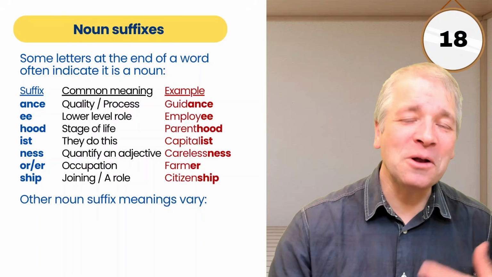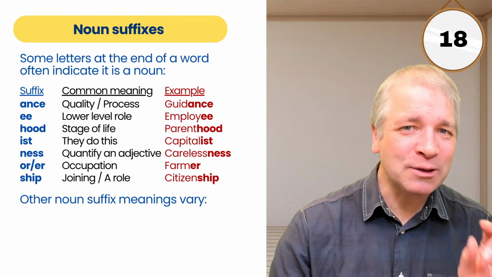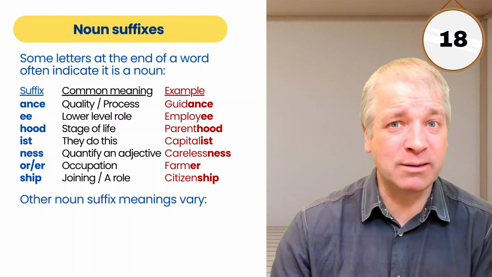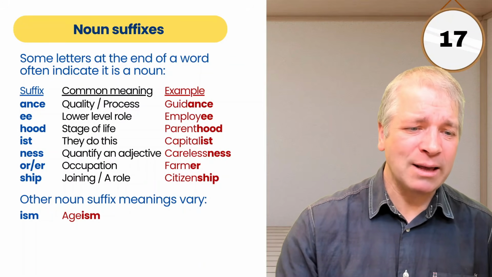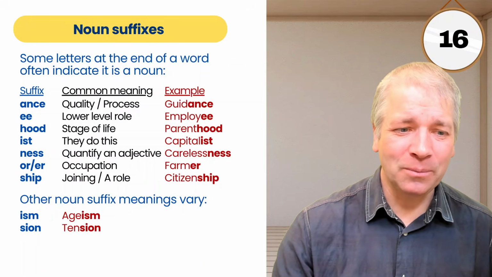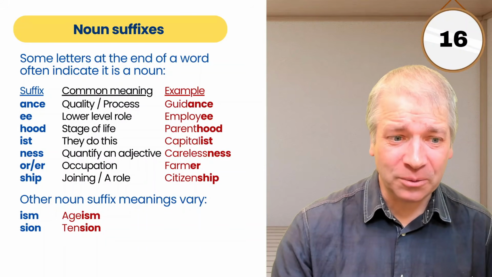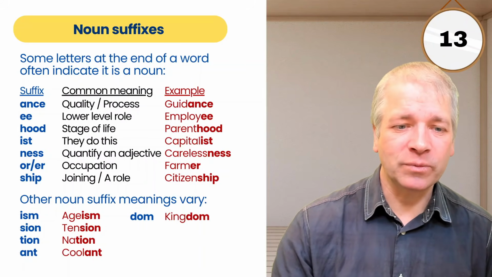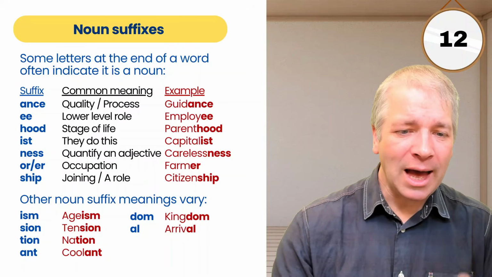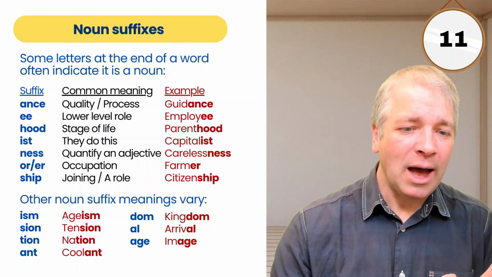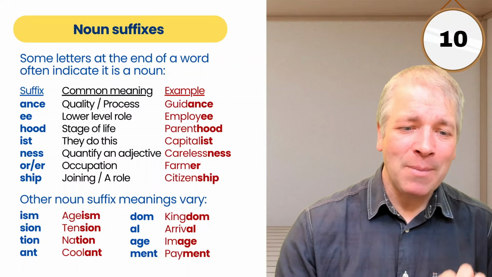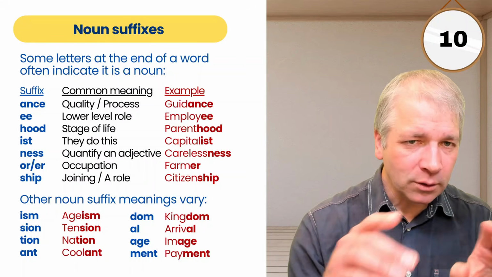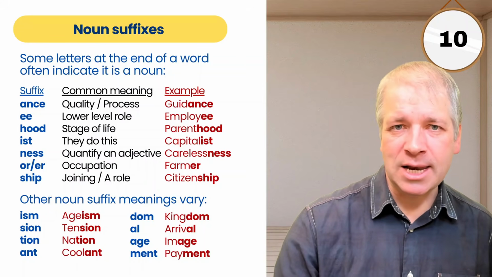There's a number of other noun suffixes that don't have specific meanings, but are often used simply to indicate that something is a noun, with exceptions, as I mentioned. So ISM, ageism, is an example. SION, tension. TION, nation. ANT, coolant. DOM, kingdom. AL, arrival. AGE, image. MENT, payment. All of those suffixes often, not always, indicate a noun.